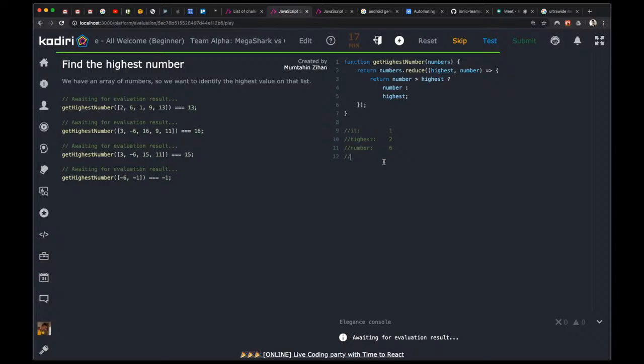All right, so question for Lauren. What do we return after the first iteration? Y6? That's correct, Lauren. So now iteration number 2, question for Vicky. What's the value of highest?